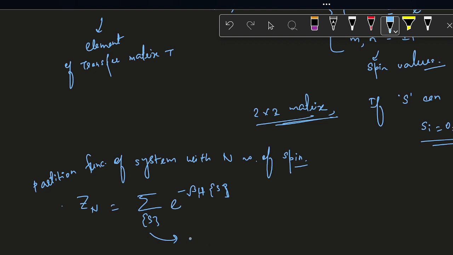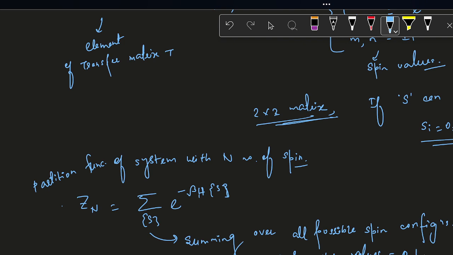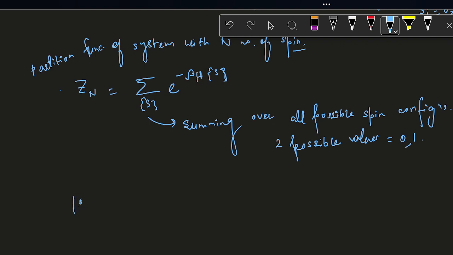So this means that we are summing over all possible spin configurations for n spins, each having two possible values, 0 and 1.